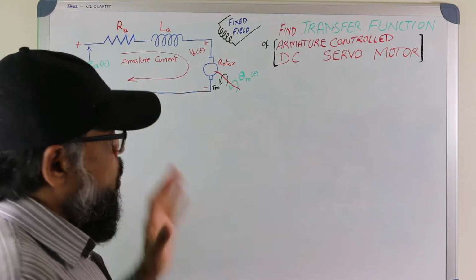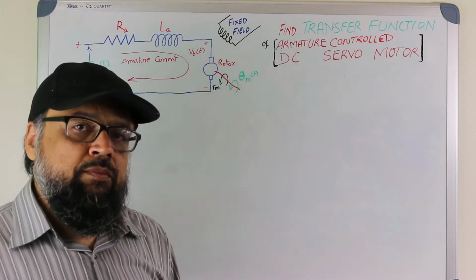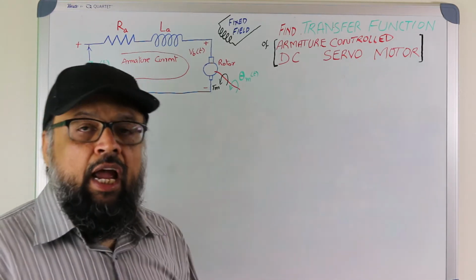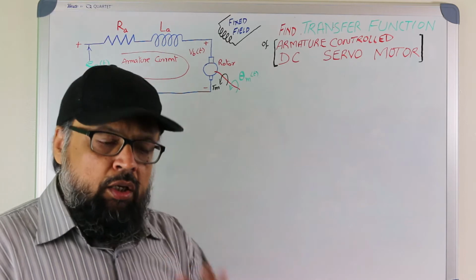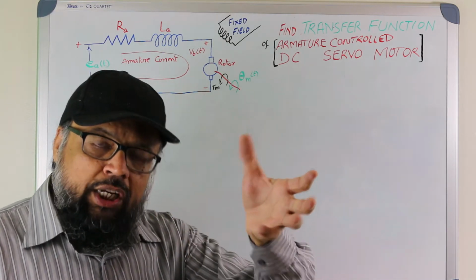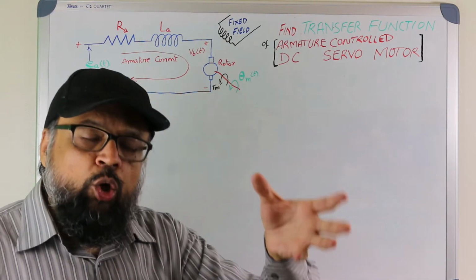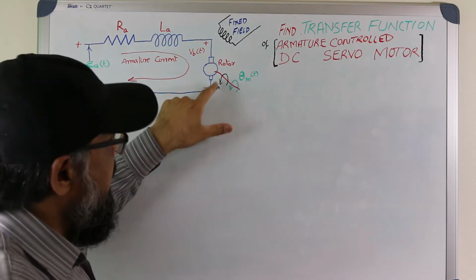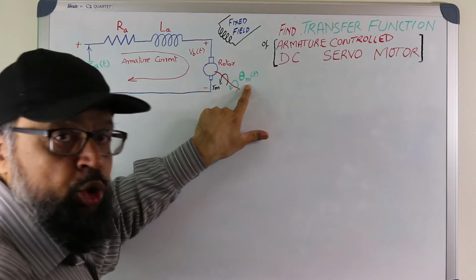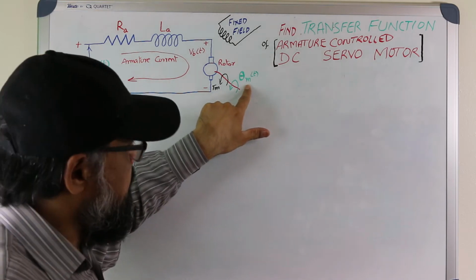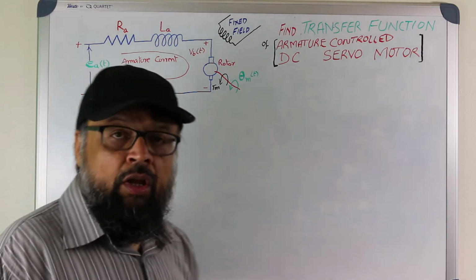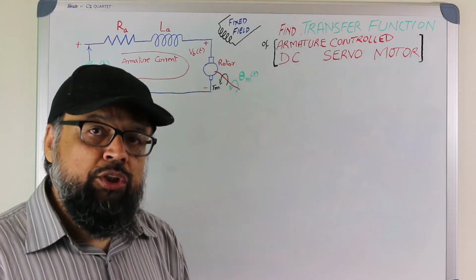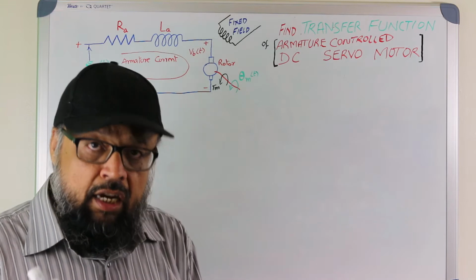Now, what is the purpose of this motor? The motor provides the torque. Based on that torque, you can rotate the load, and then you can position the load as well. The torque generated by the motor is T_m, and the position of the motor at any time is denoted by theta_m. Remember that we are talking about the rotational position. Rotational position is the angle.